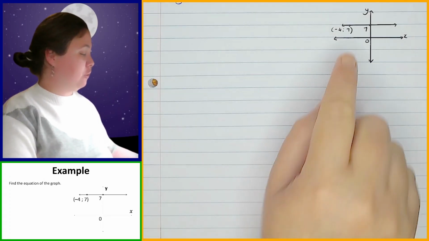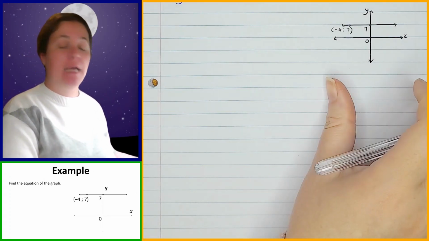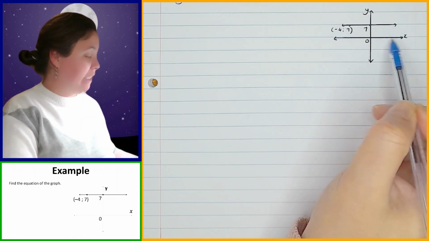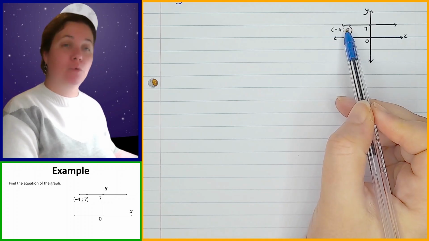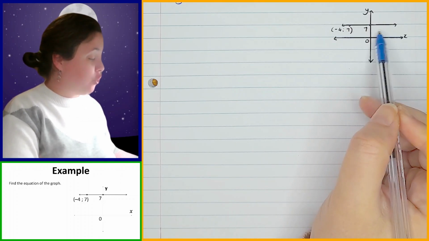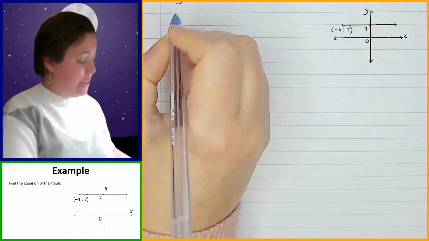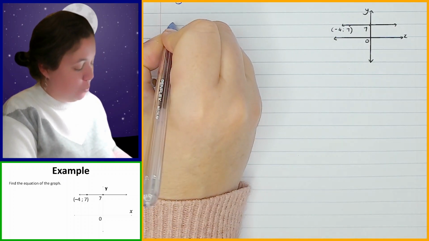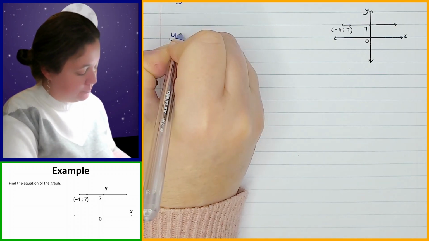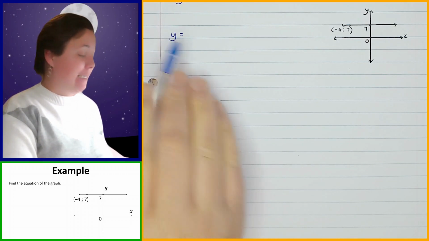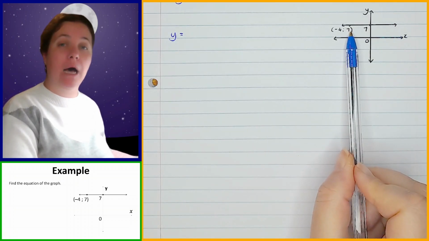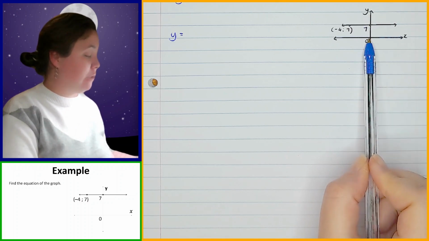For this graph, remember when you've got a graph that is horizontal, so it's parallel to the x-axis, and it has more than one point that has the same y value, or if they show you that it's parallel to the x-axis, then you're going to have an equation in the form y equals a number. The number is going to be the same number that we have for the y value where it goes through the y-axis.